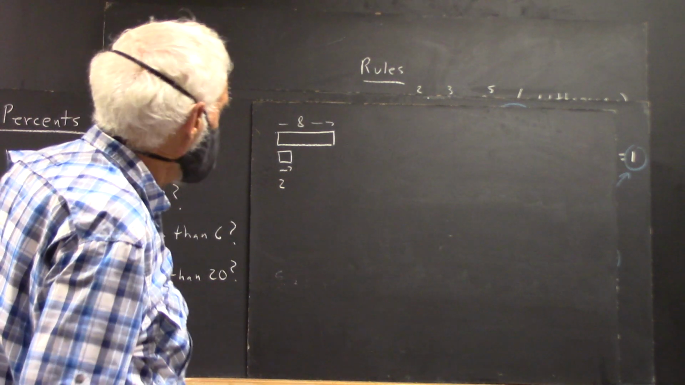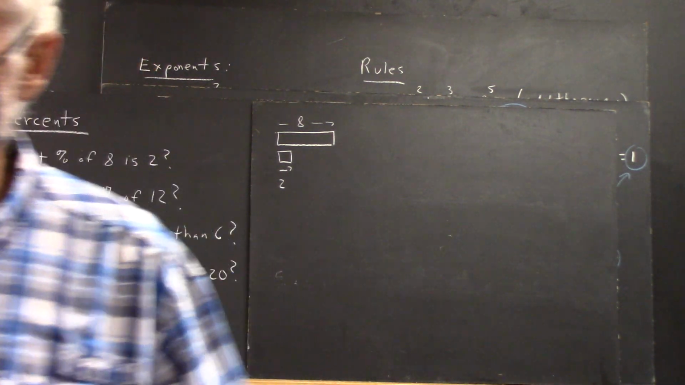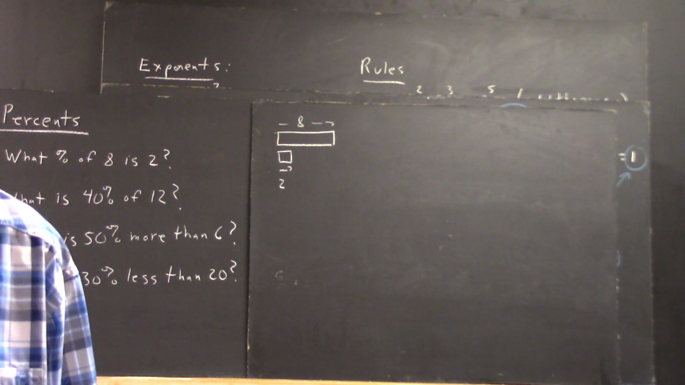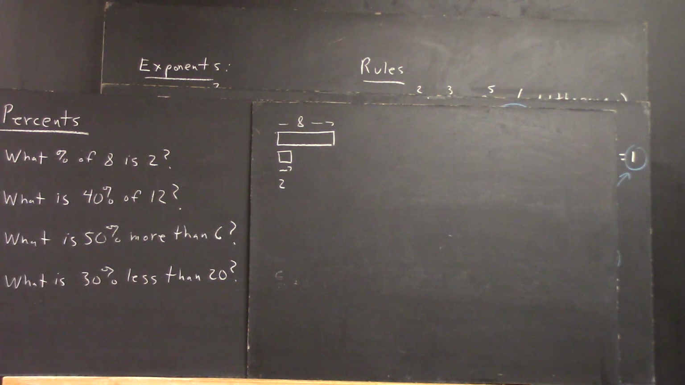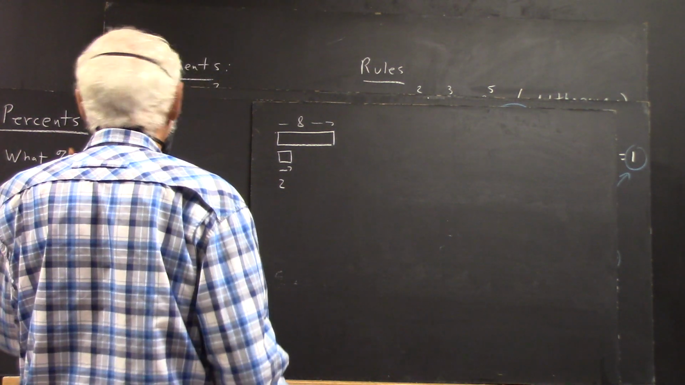So you know the answer is probably going to be bigger than 10% and less than 50%. And you probably see already it's going to be 25%. Okay? But if you don't see it, we're going to calculate it.